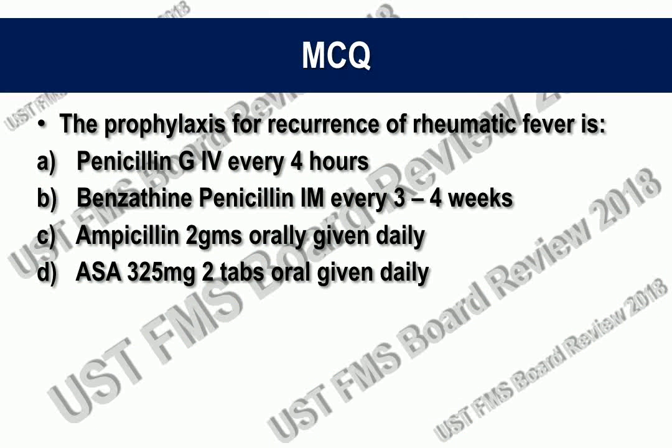So the prophylaxis for recurrence of rheumatic fever is, I think I mentioned this in the previous slide. So the answer would be benzathine penicillin IM every 3 to 4 weeks, and that would be the prophylaxis.